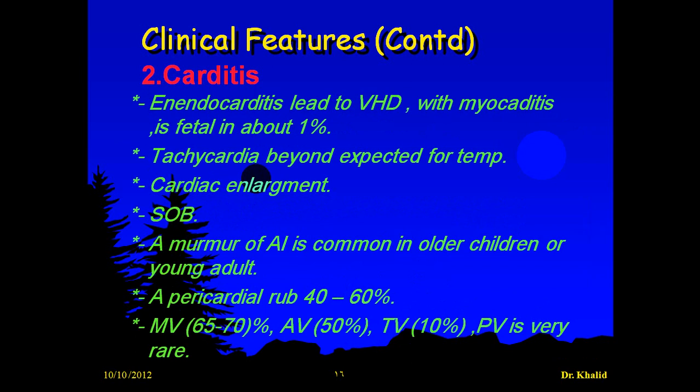Cardiac enlargement and shortness of breath occur. A murmur of aortic incompetence is common in older children or young adults. Pericardial rub occurs in 40 to 60%. As for the proportion or percentage, the commonest valve to be involved is the mitral valve, in about 70% of patients. The second most common is the aortic valve, 50%. The third valve to be involved is the tricuspid valve. The least involved, very rare, is the pulmonary valve.